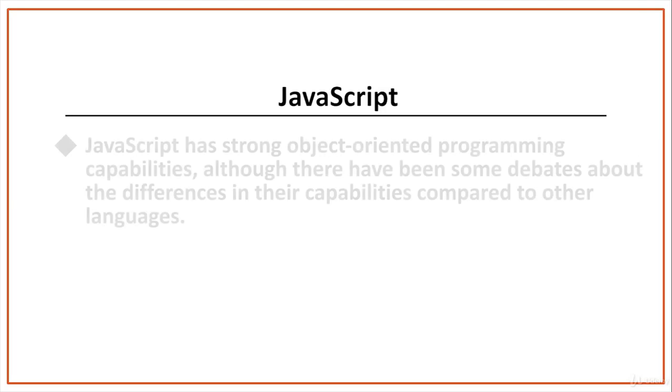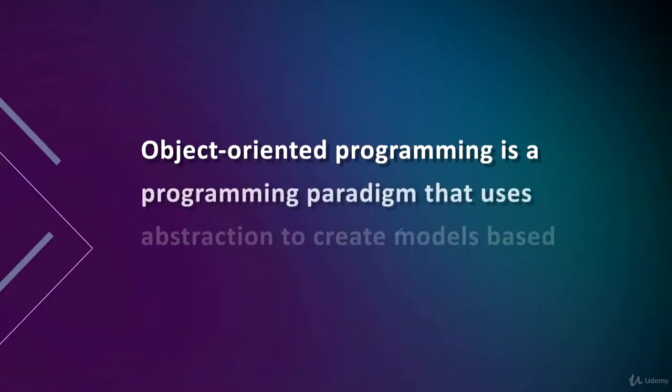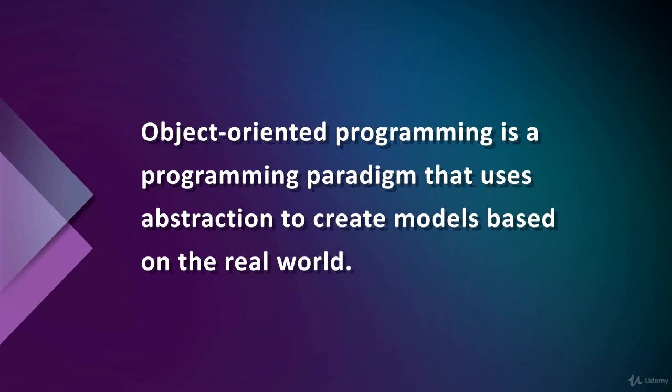JavaScript has strong object-oriented programming capabilities. Although there have been some debates about the differences in their capabilities compared to other languages, object-oriented programming is a programming paradigm that uses abstraction to create models based on the real world. It uses diverse techniques of previously established paradigms, including modularity, polymorphism, and encapsulation.